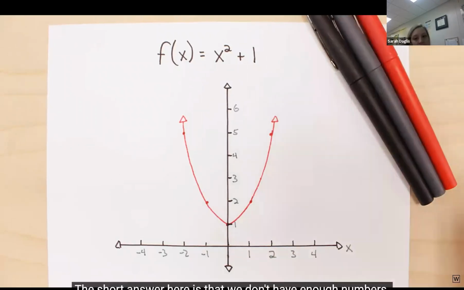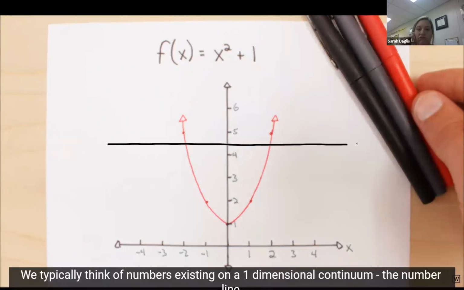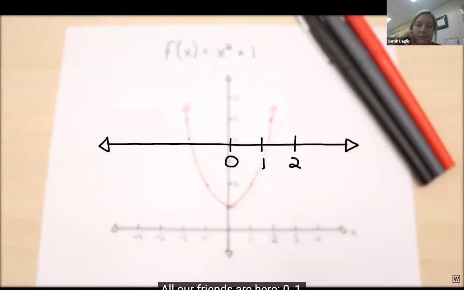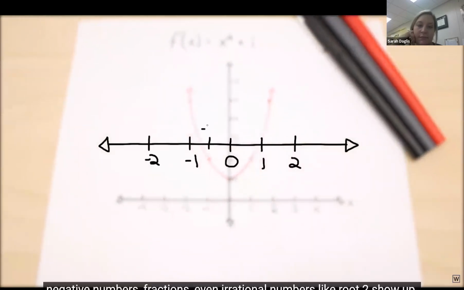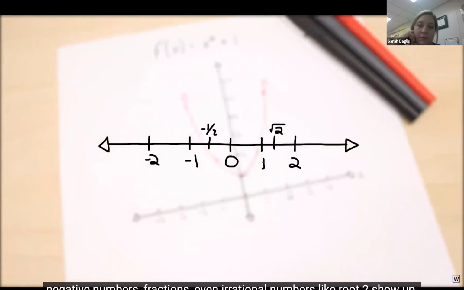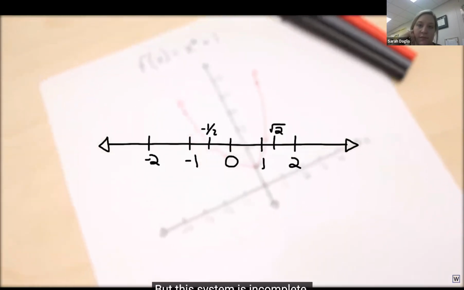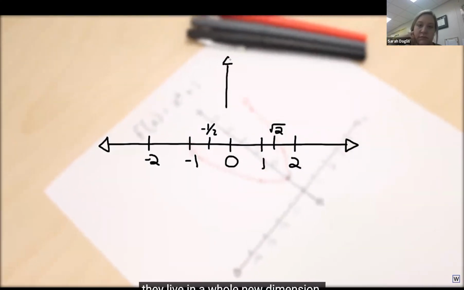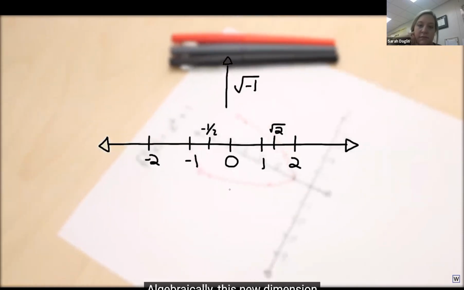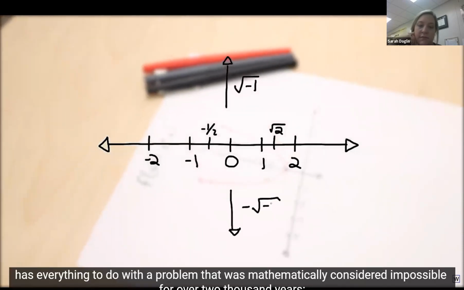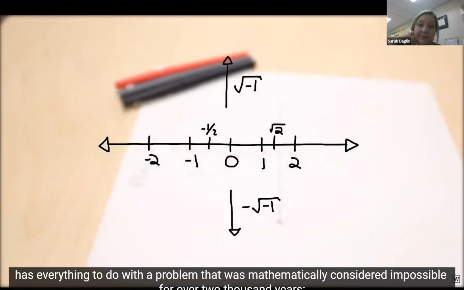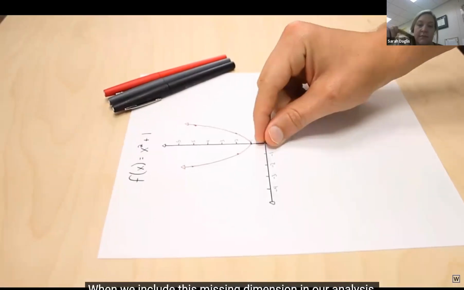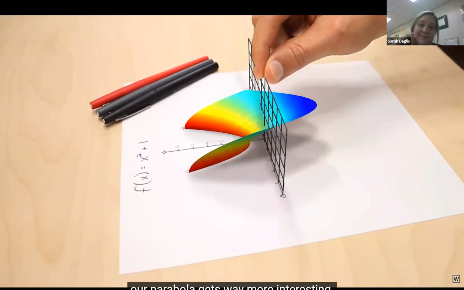The short answer here is that we don't have enough numbers. We typically think of numbers existing on a one-dimensional continuum, the number line. All our friends are here. 0, 1, negative numbers, fractions, and even irrational numbers like root 2 show up. But this system is incomplete. And our missing numbers are not just further left or right, they live in a whole new dimension. Algebraically, this new dimension has everything to do with a problem that was considered impossible for over 2,000 years, the square root of -1. When we include this missing dimension in our analysis, our parabola gets way more interesting.